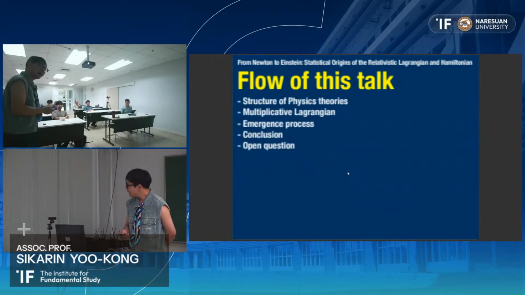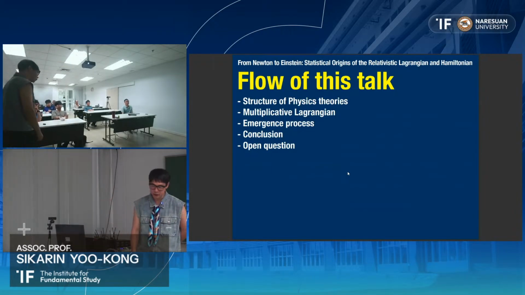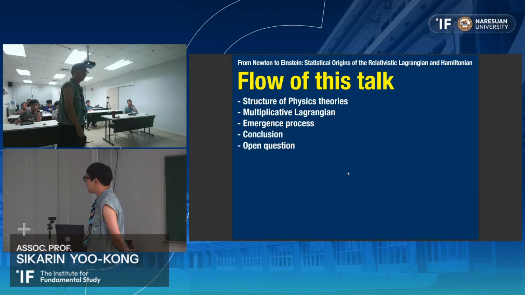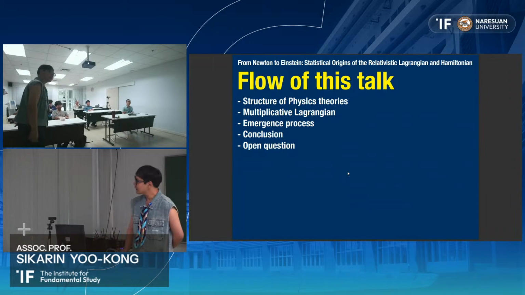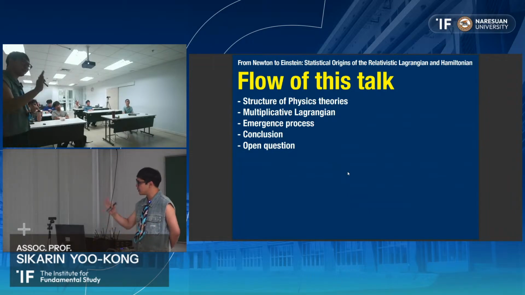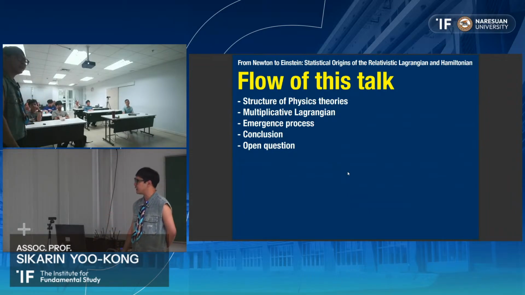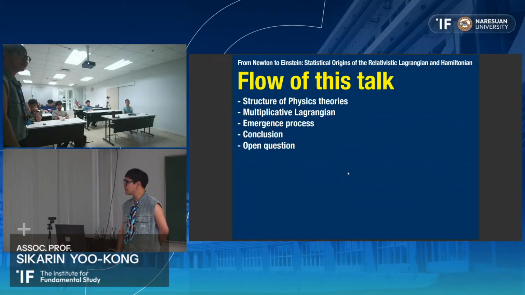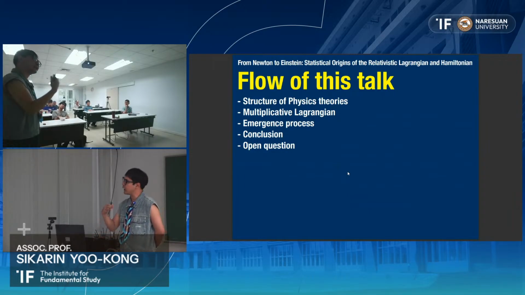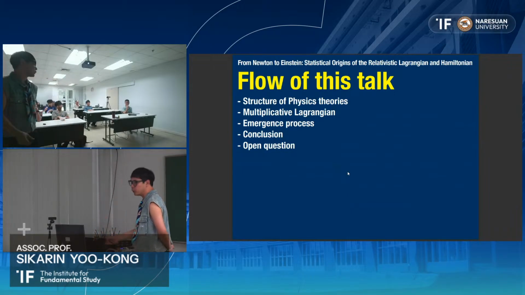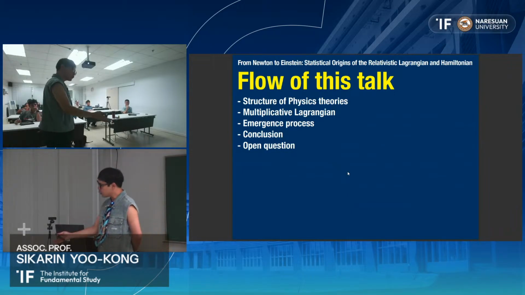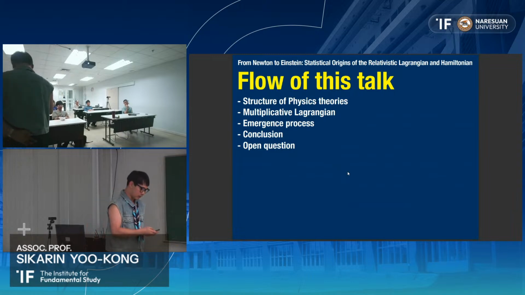Okay, so this is the plan of the talk for today. I'm going to start with the structure of physics theories. And then I'm going to explain, briefly, about multiplicative Lagrangians. And then I explain the process that I call the emergent process, how we can get the relativistic Hamiltonian and Lagrangian from the Newtonian one. And I give you a conclusion as well as the open questions at the very end.